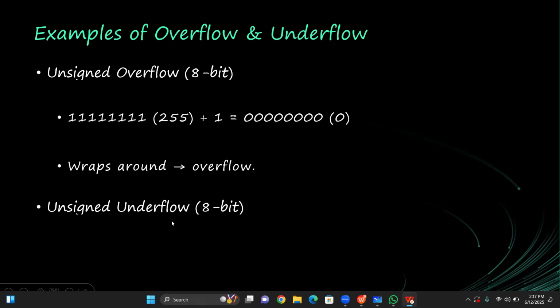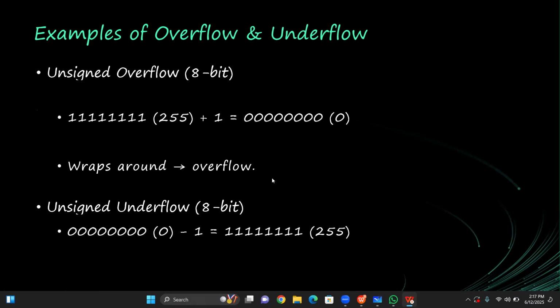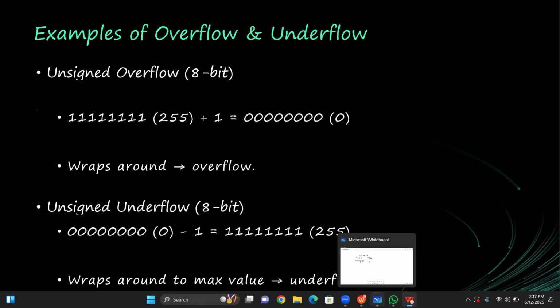For unsigned underflow, if you say 0 minus 1, it will give us plus 255. If you go ahead and do 0 minus 1, this is what it's going to give you, but it's an underflow, and it wraps around to the maximum value. Let me go to the board.